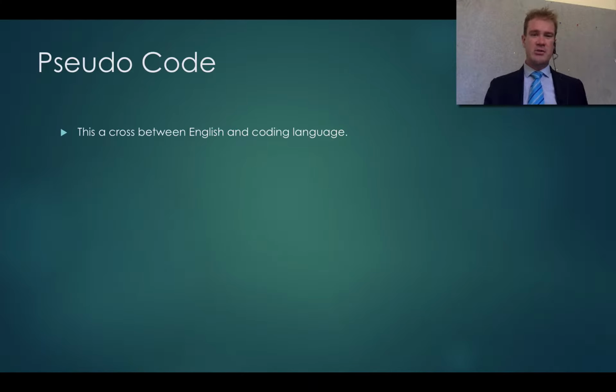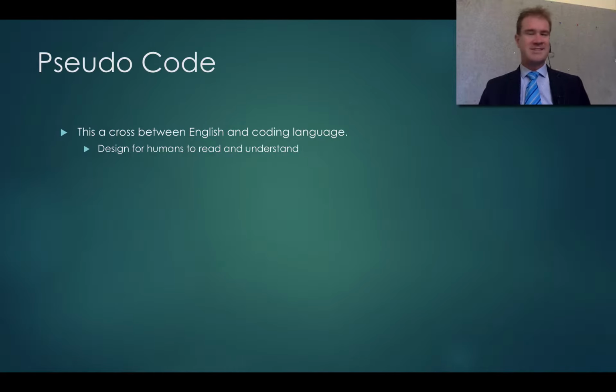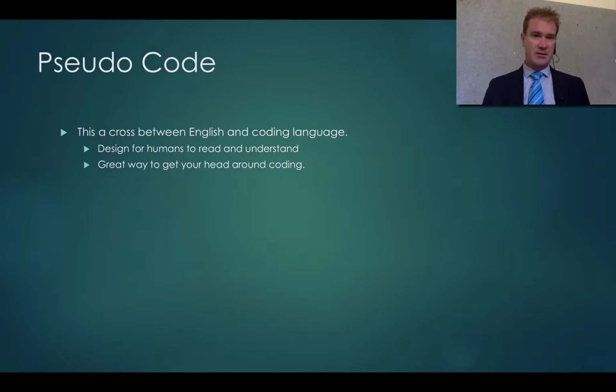So pseudocode is a cross between an English language and a machine coding language. So it's kind of a bit of a conduit between the two. It allows you to understand what's going on, but still has a little bit of the structure of a normal coding language. It's designed for both humans to be able to read and understand very quickly without really knowing any detailed coding at all.